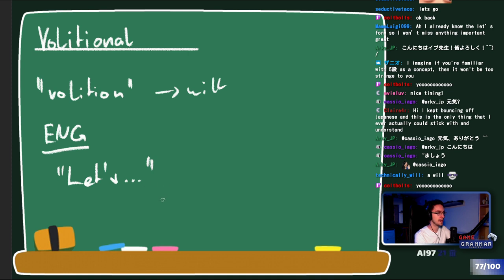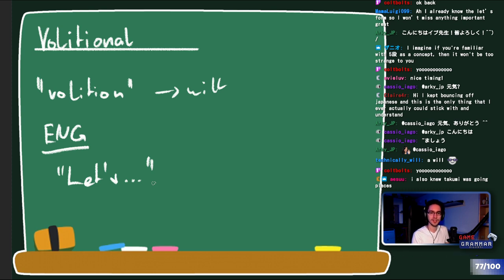So what we're going to do today: we're going to talk about the volitional, and then we're going to use it for making a specific form that I'm going to introduce to you. This form comes up all the time, so I thought it was good to introduce that.